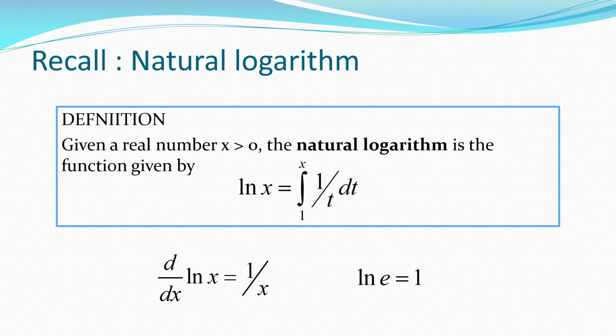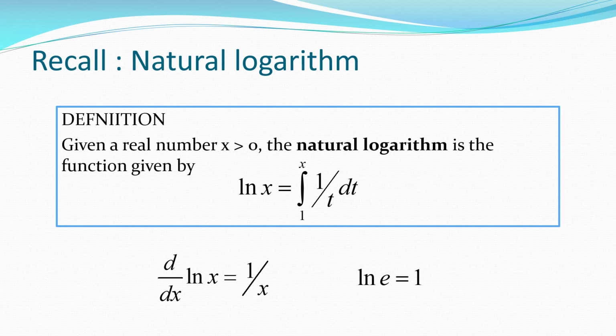So just to remind you, the natural logarithm is defined to be a definite integral from 1 to x of 1 over t dt. This is done in such a way so that by the fundamental theorem of calculus, the derivative of this function is then 1 over x. And we also found in that previous video that we defined e to be the single number so the natural log of e is 1.